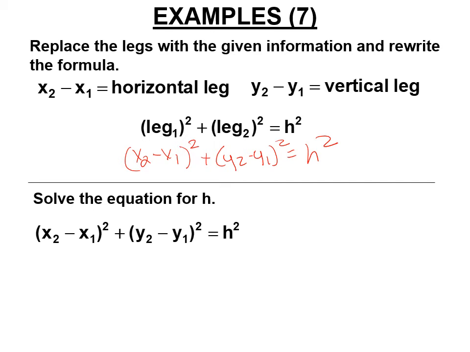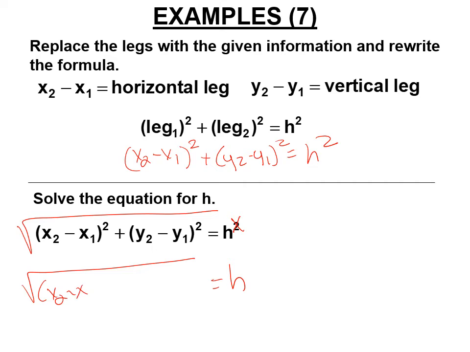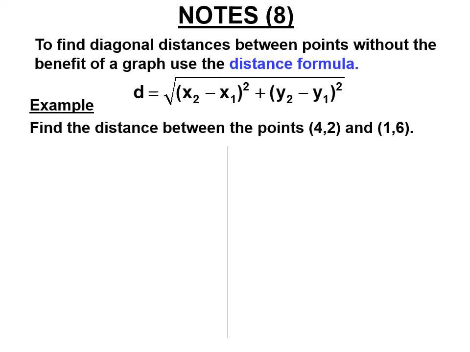Now, you solve the equation for h. What do you do to both sides? You take the square root. And so, all right, that's what I've been writing. This has a name, and it's called the distance formula, as long as I now replace this h for hypotenuse with d for distance. There it is. I put the d on the other side.